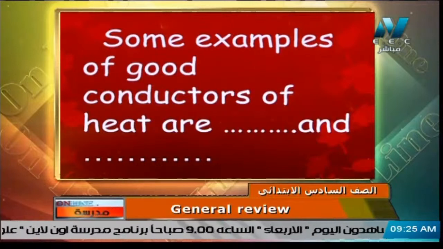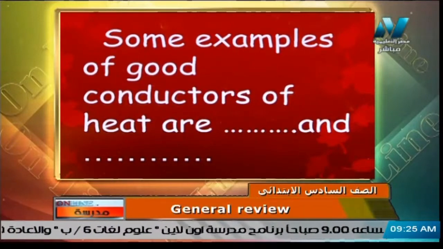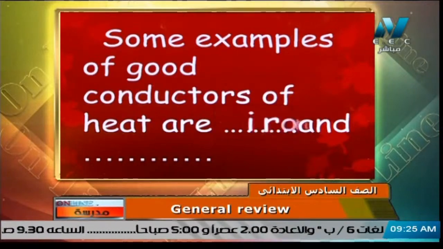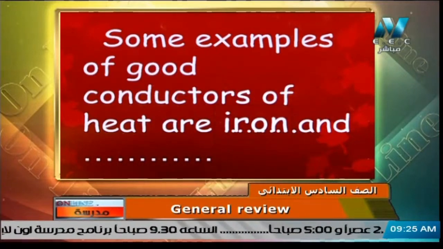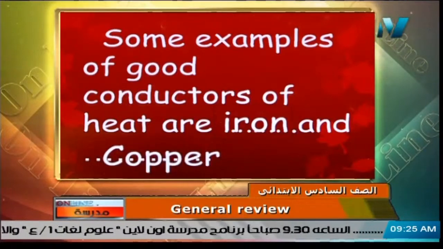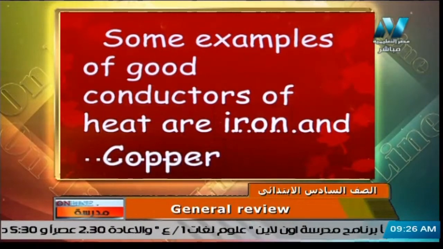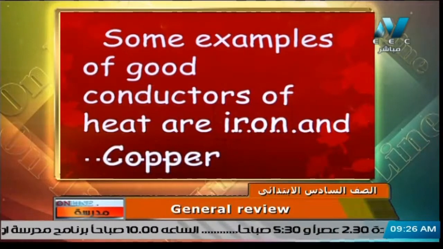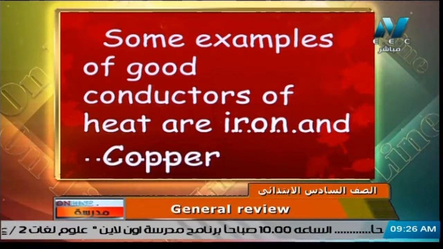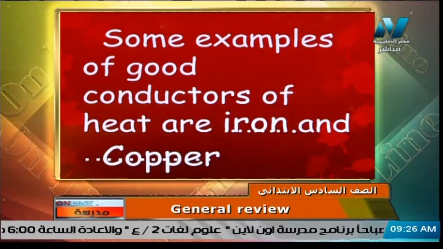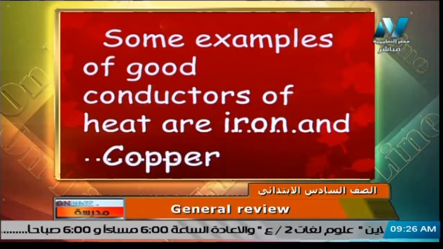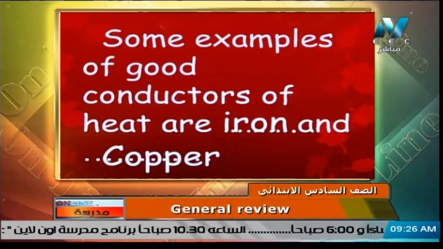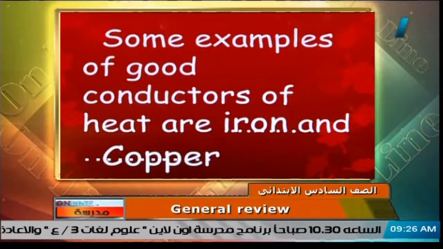Some examples of good conductors of heat are copper, iron, aluminum, gold, silver, nickel, mercury, and so on. When the question asks for examples of good conductors, it is very easy. I will give examples of any metal we studied: copper, aluminum, gold, silver, nickel, potassium, sodium, mercury, and so on. Some examples of good conductors of heat are iron and copper.